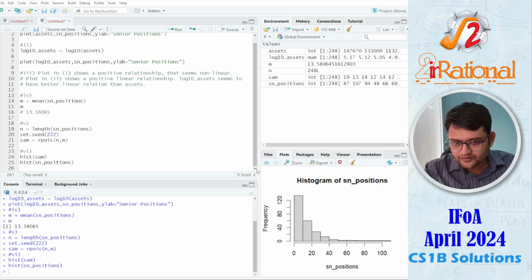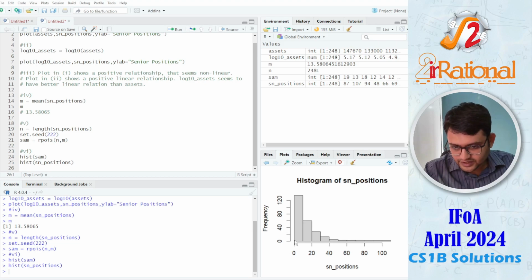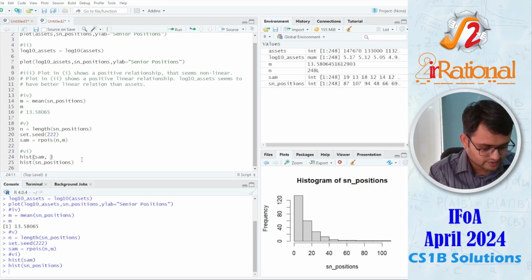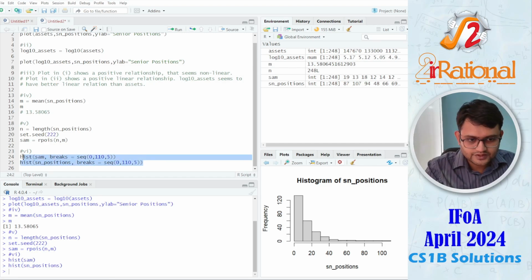So clearly we need the scale 0 to 110. Now even the breaks are very much different here and here. Here the break seems to be 2 values each, whereas here the value seems to be 10. So I will directly set the breaks, so that comparison becomes very easy. So I would need all the breaks. It will be a sequence between 0 and 110, where the difference I will take as 5, and I'll do the same for the second histogram as well. I'll run both of these.